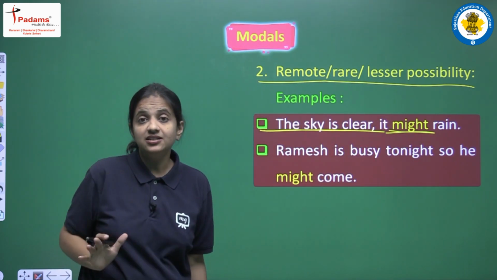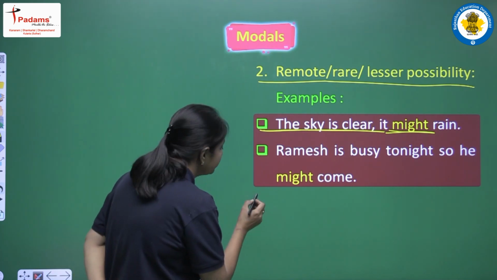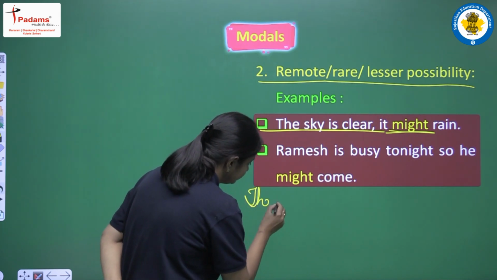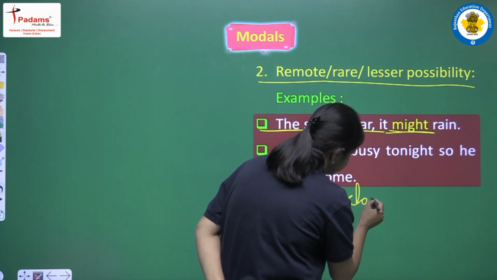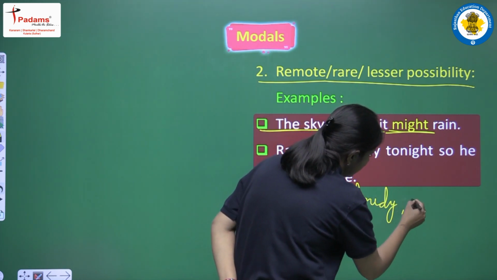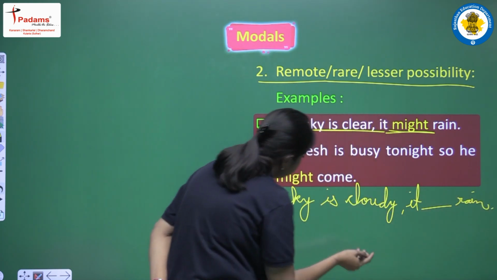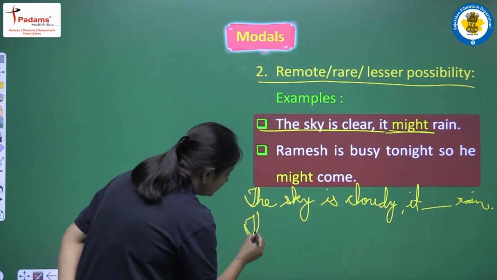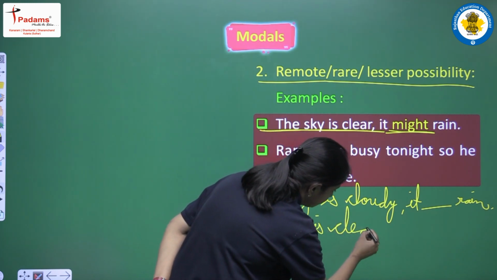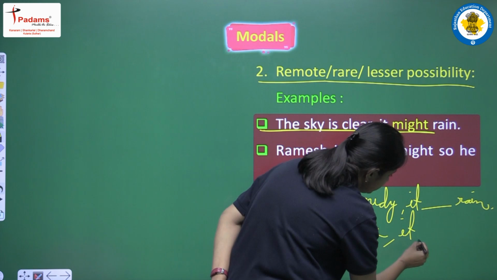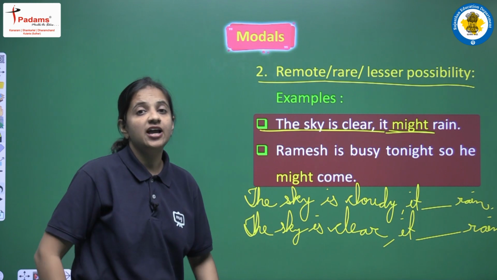Okay, so students, learn this very carefully. I am writing the sentence again to make this clear to you all. Suppose we have the sky is cloudy, and we have it blank rain. Second, let's write the same sentence that we have here. The sky is clear. Again we have it blank and rain. So we have these two sentences, and what is the difference?